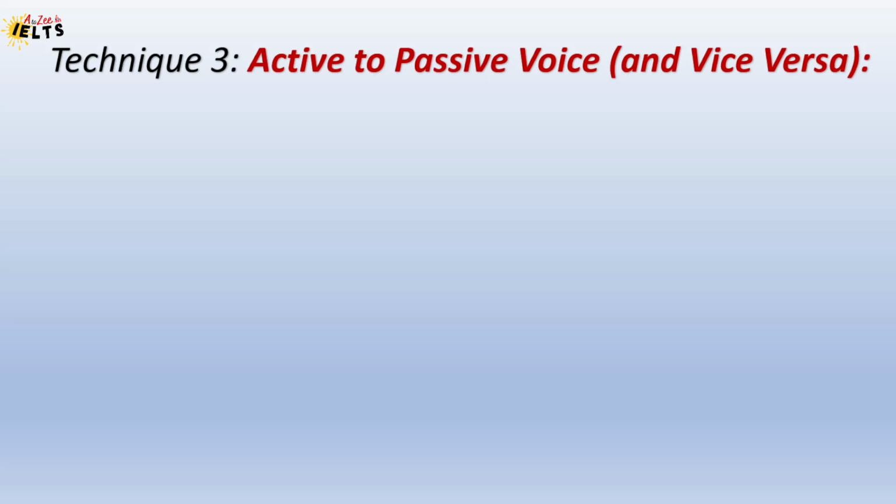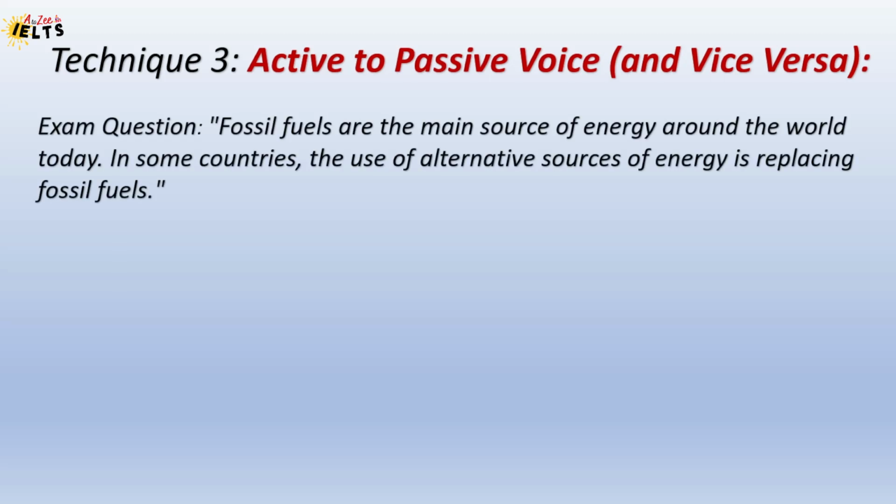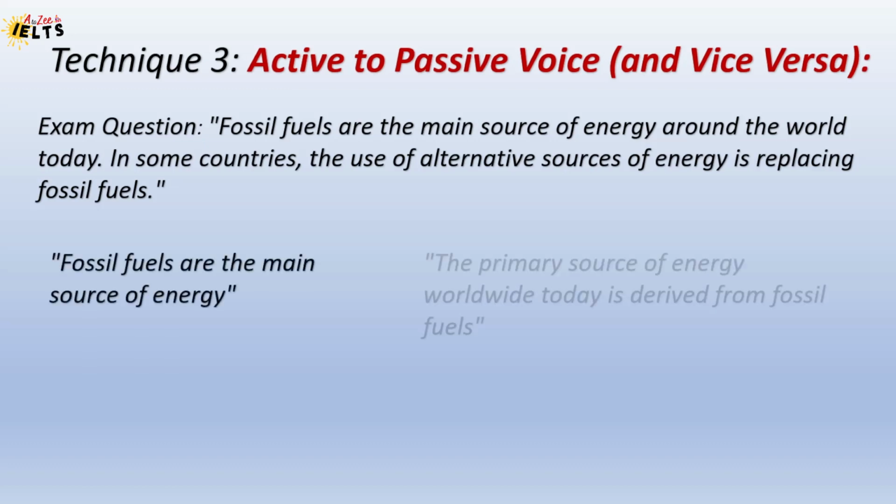Let's understand it by taking an example. Fossil fuels are the main source of energy around the world today. In some countries, the use of alternative sources of energy is replacing fossil fuels. In this sentence, we can change "fossil fuels are the main source of energy" into "the primary source of energy worldwide today is derived from fossil fuel."